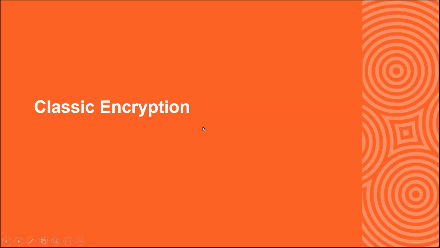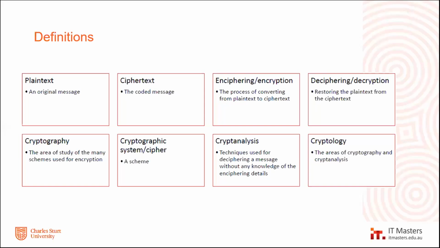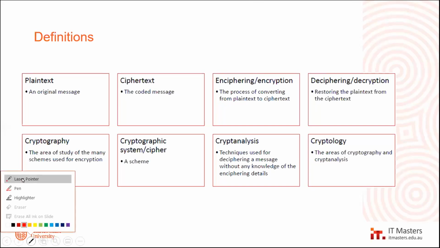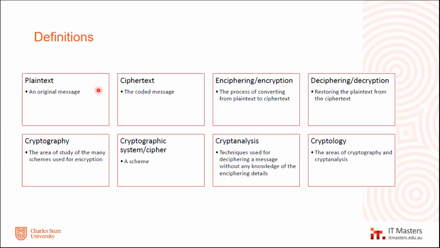So, starting with classic encryption, we need to have an understanding of some basic definitions in order for us to progress through, have a look at our examples and get the most out of it. So our plain text: plain text is simply the cryptography word for the original message. So the unencrypted plain text message that you want to send.